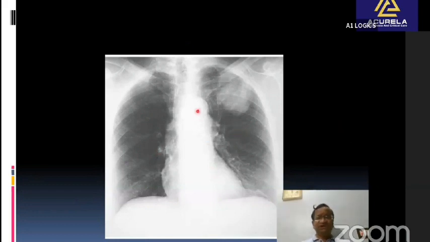Now what you can see here, this is not a very well exposed film. The trachea is not well seen, but still we can see a homogeneous round mass. It is relatively regular, in the left upper zone. This we call a solitary pulmonary nodule. The primary may be a lung primary, maybe secondary also.